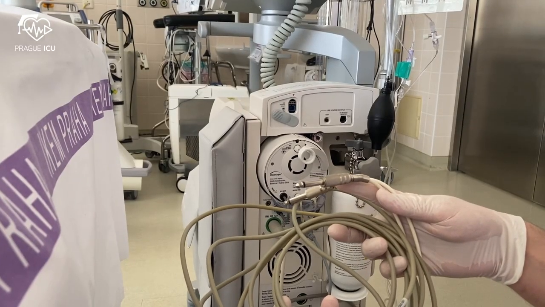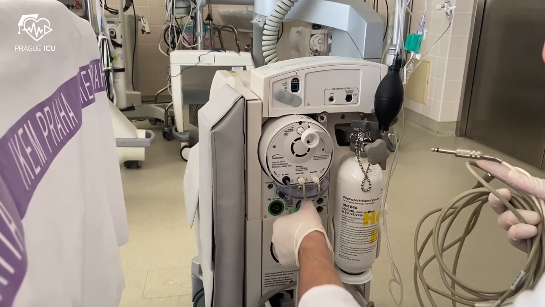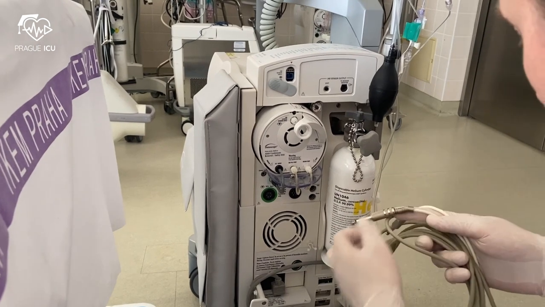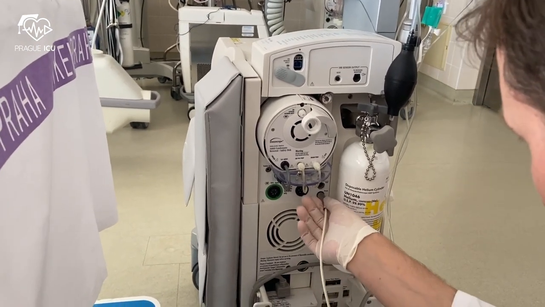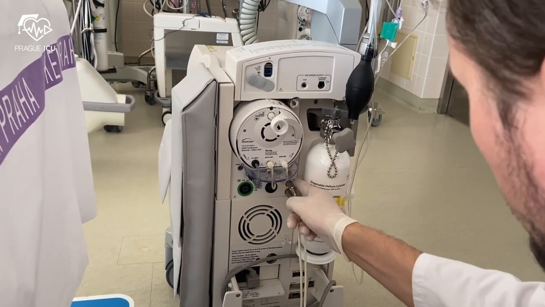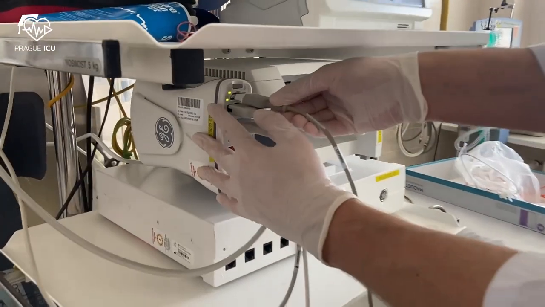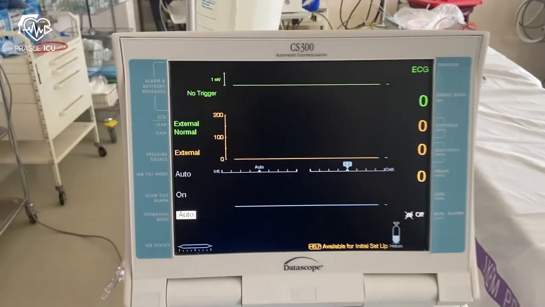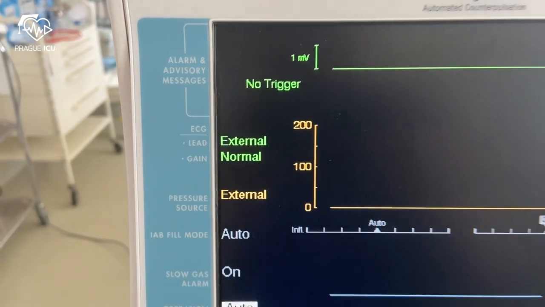If you want to use the external source of ECG and/or invasive blood pressure, use the connection cable and connect it to the patient's monitor. External trigger source is then visualized on the screen.